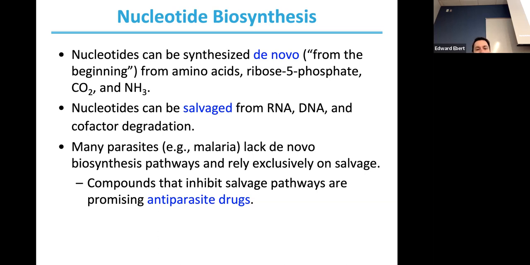Interestingly, there are a lot of parasites, like malaria, that lack the de novo biosynthesis pathway and rely exclusively on salvage. So if you can find various drugs that will inhibit salvage pathways, that's one of the ways to treat malaria. So you get some anti-parasite drugs in there. Of course, that's a little harder said than done.